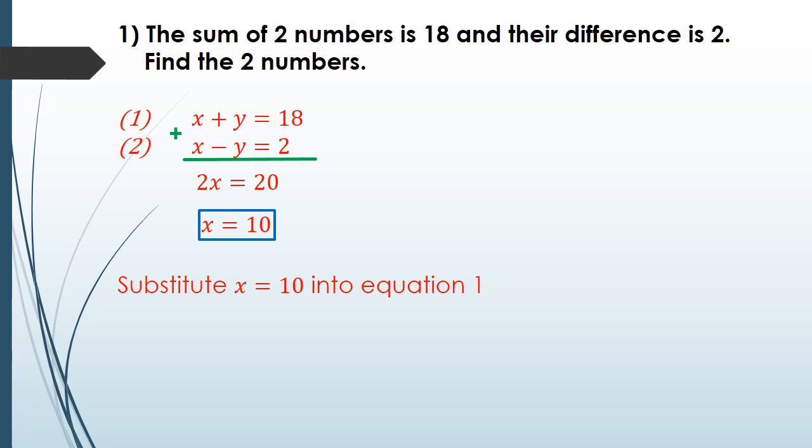So I'm going to substitute x equals 10 into equation 1. Instead of x, I put 10 plus y equals 18. Subtract 10 from the two sides, y equals 8. So the two numbers are 10 and 8. If I want to check, I go back to the problem. The sum of two numbers is 18. Yes, 10 plus 8 is 18. Their difference is 2. 10 minus 8 is 2.